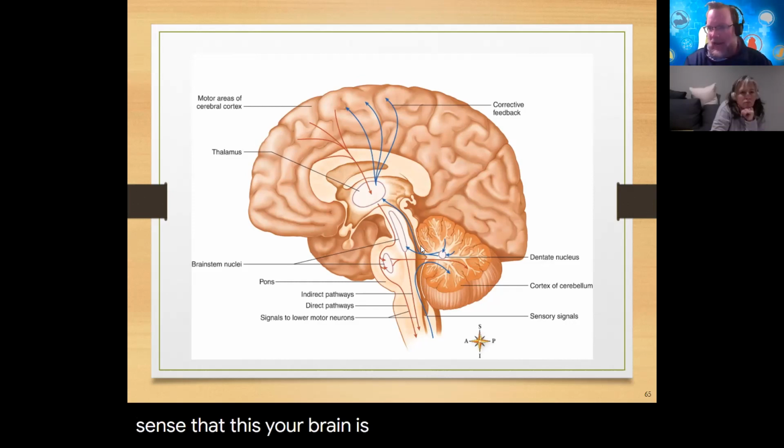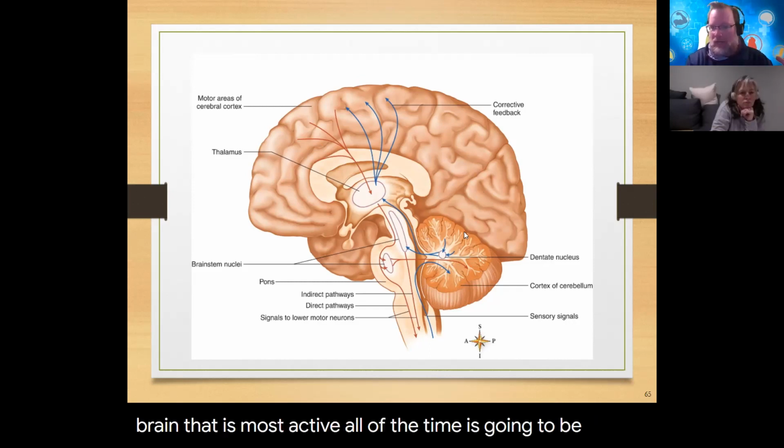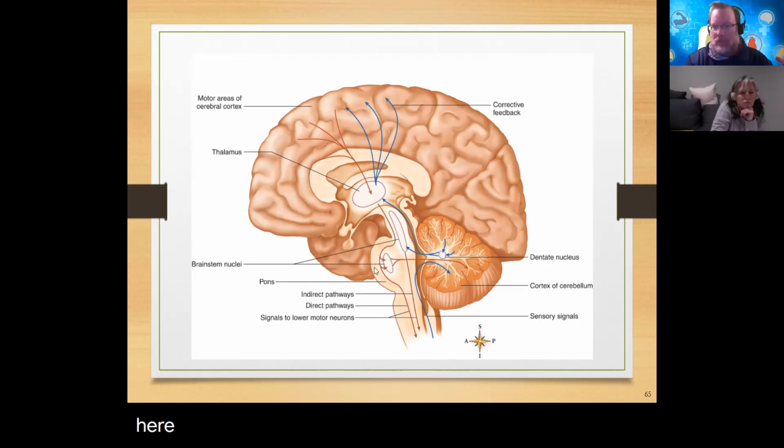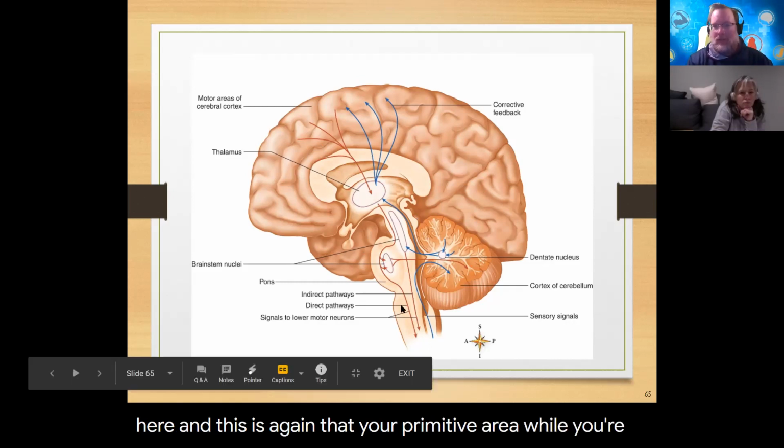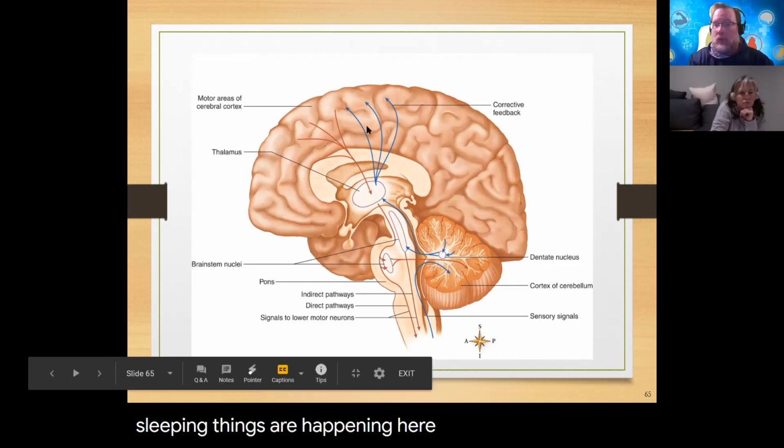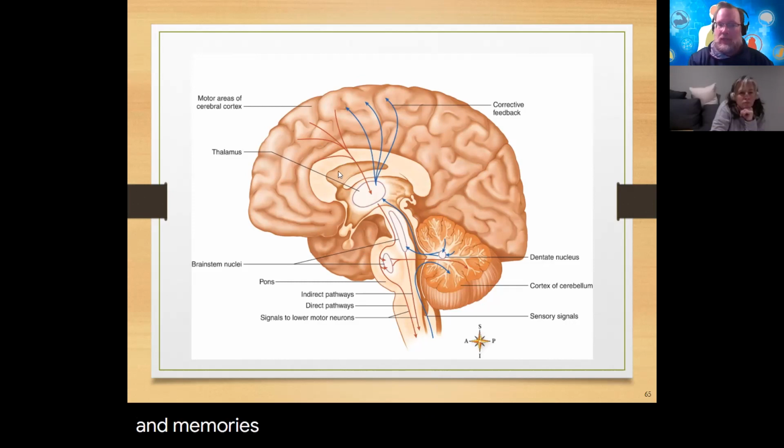Your brain is very active, but the area of the brain that is most active all of the time is going to be right in here. Okay. This is, again, your primitive area. While you're sleeping, things are happening here. Now, do we have dreams and memories? Sometimes dreams are emotional, even. You wake up and you don't remember them.